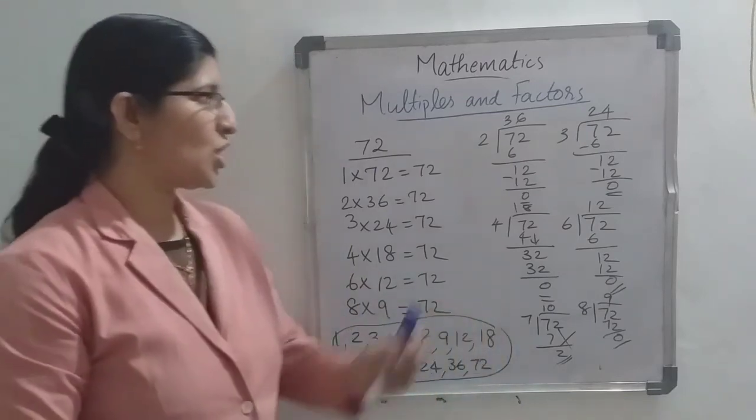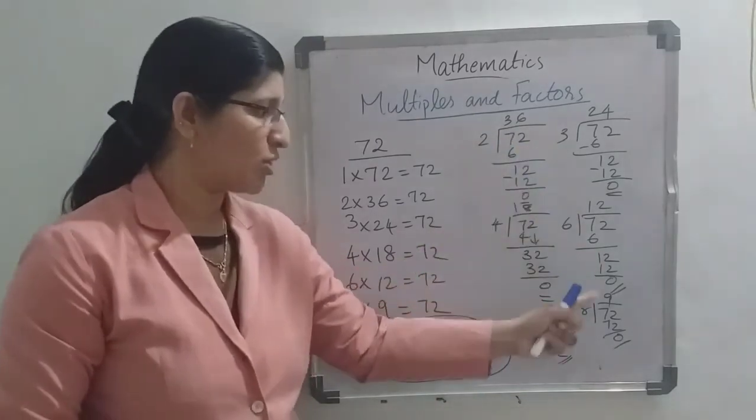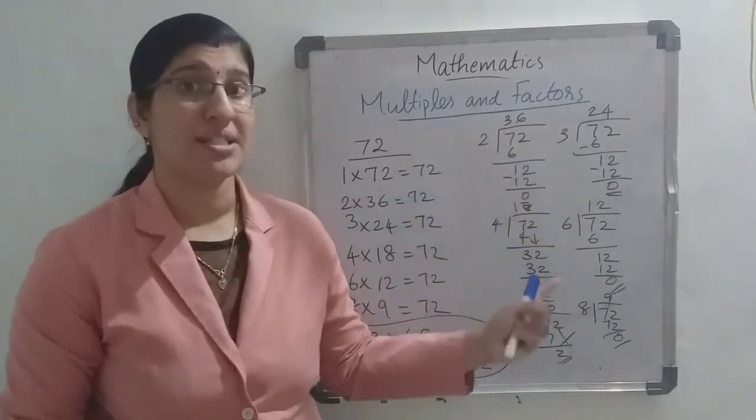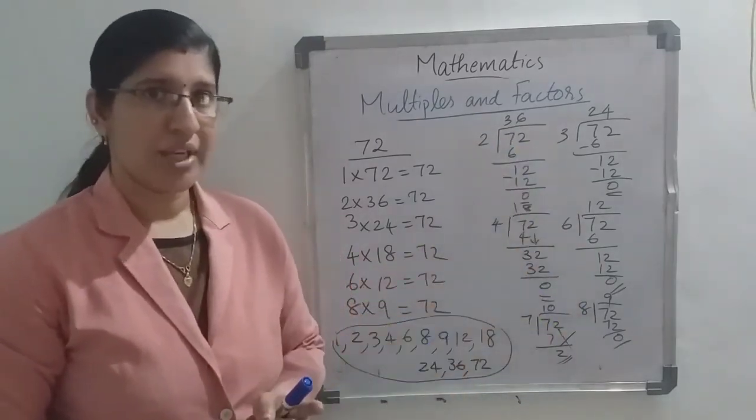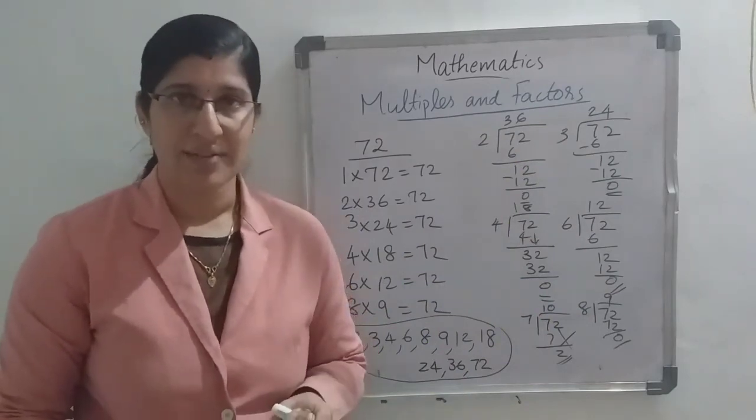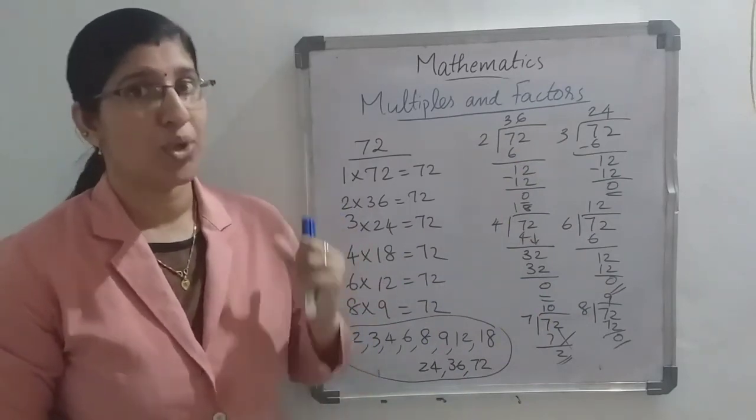This way you need to divide with all the numbers up to 9 and find out which numbers are the factors. We will do so many examples in our live session. Watch the video very carefully 1 or 2 times.